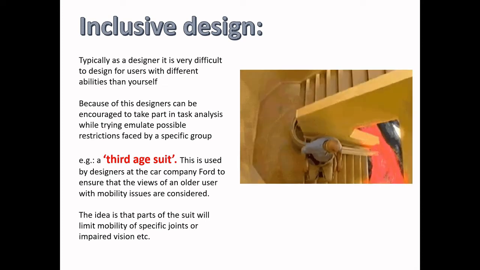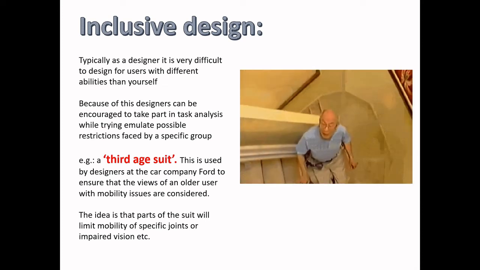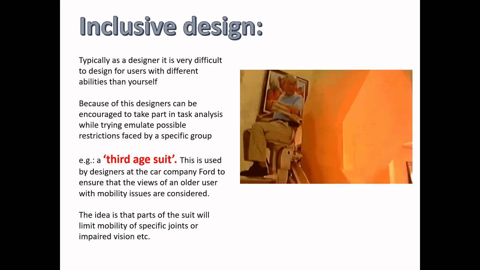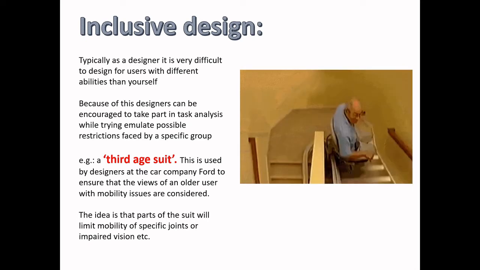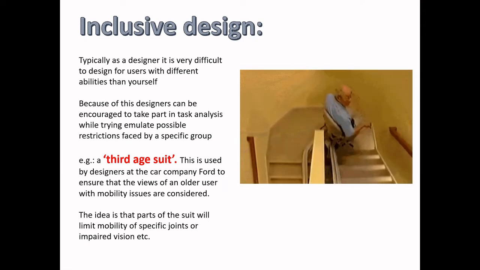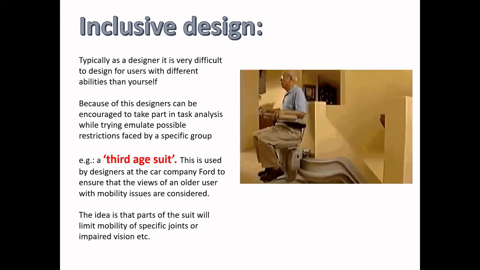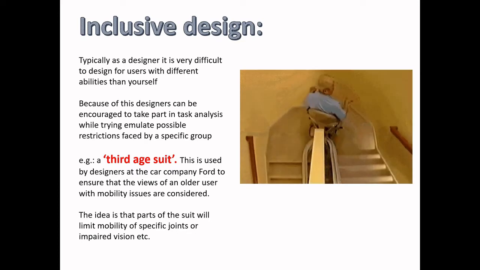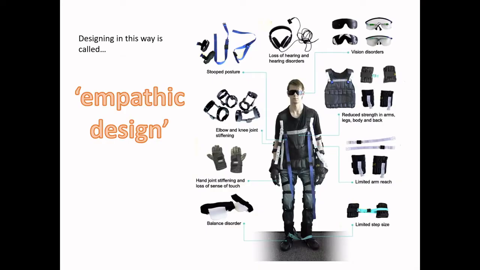that they'll come across. One example of that is something called a third age suit. This is used by designers at Ford. They're basically trying to ensure that the views of the older user with mobility issues are considered. The idea being the suit will limit their mobility, specific joints, or impair vision. So just to show you what that looks like.